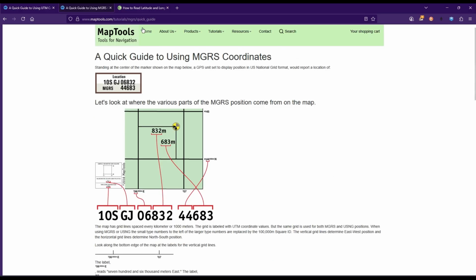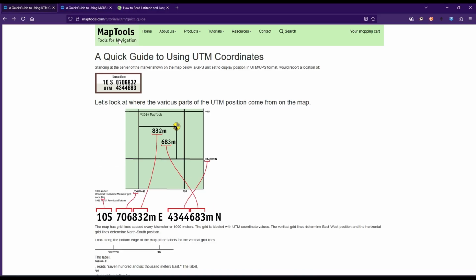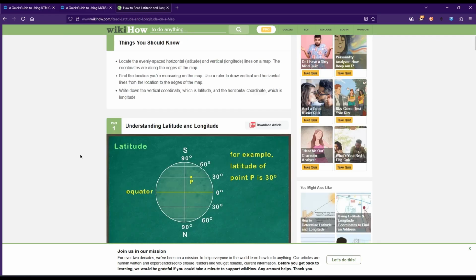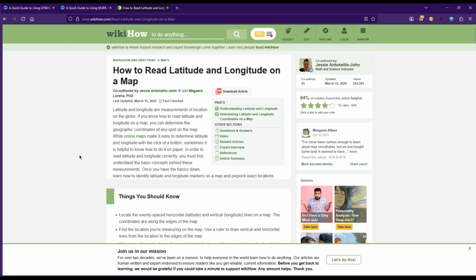This website that I've been using is maptools.com, and we are in tutorials, and then here's the MGRS quick guide, and this is the UTM quick guide. Now we are going to go to what I'm least familiar with, latitude and longitude, and hopefully I don't mess this up for you.